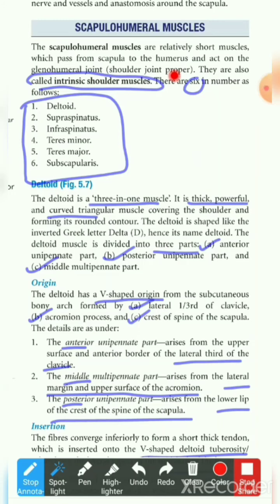Now let's see how the muscle looks. Yes, this is the deltoid. You can see this is the anterior fiber, this is the medial fiber, and this is the posterior fiber. The anterior fiber originates from the lateral half of the lateral one-third of the clavicle. The medial fiber arises from the acromion process, and the posterior fiber arises from the rest of the spine of the scapula. They are inserted on the lateral aspect of the humerus. There is a V-shaped deltoid tuberosity. This V-shaped deltoid tuberosity is the insertion point of the deltoid.